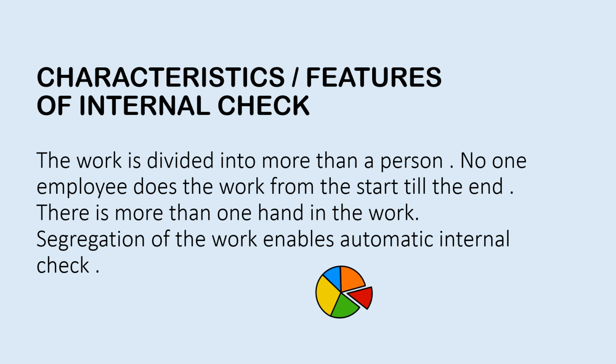Now we shall be talking about a few characteristics or features. The first is that the work is divided among more than one person. One person is not given the charge of one work; more than one person is given the charge of one work. No employee does work from the start till the end. The whole process is not conducted by one person. There is more than one hand in the work, because one hand will do the work and the second hand is going to check the work. Segregation of work enables automatic internal check. Once you divide the work, automatically internal check will take place.